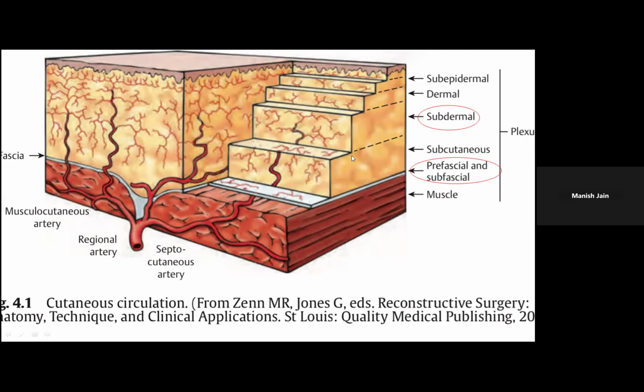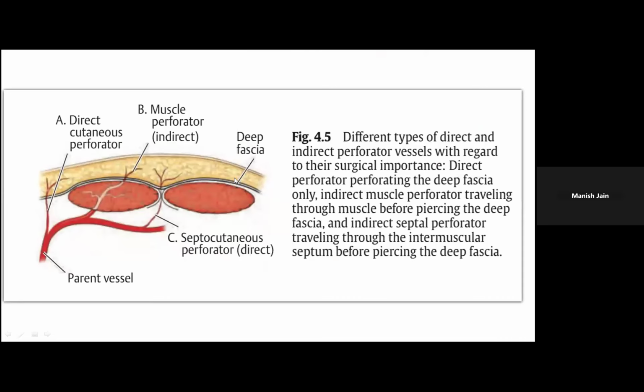This is another picture showing it clearly. This is the parent vessel, and this is a direct cutaneous perforator going, like in the deltopectoral flap. There is a direct cutaneous perforator, so it is a skin flap. If we are taking muscle, it traverses through the muscle, that is musculocutaneous, and through the well-defined septum in the limb especially. This is a septocutaneous perforator, a direct septocutaneous perforator. This is the deep fascia, and it makes a plexus in the septum and the fascia, the prefascial plexus.